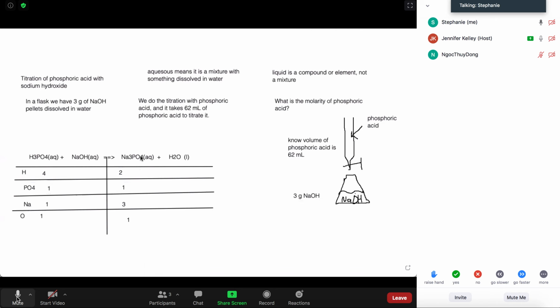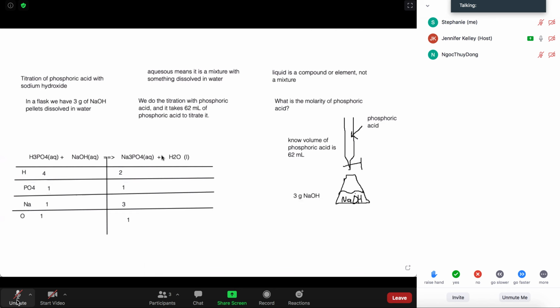If that makes sense. All right, so now we can start anywhere we want to. Usually, if there's a metal, I like to balance the metal first. I always like to balance oxygen last. You can balance it in any order that you want. It's not wrong if you start somewhere else. For example, we can start with trying to balance the hydrogen first instead. Let me change colors.